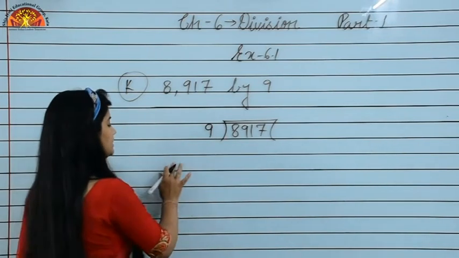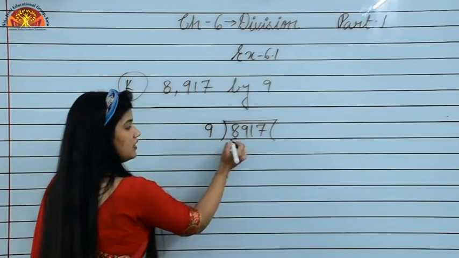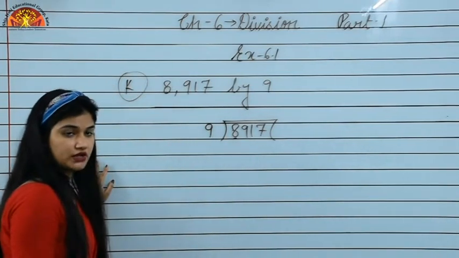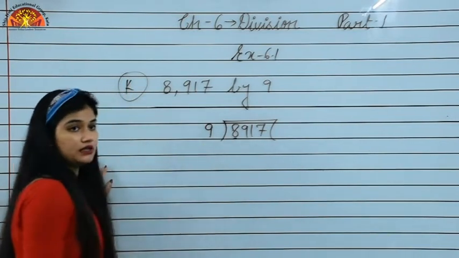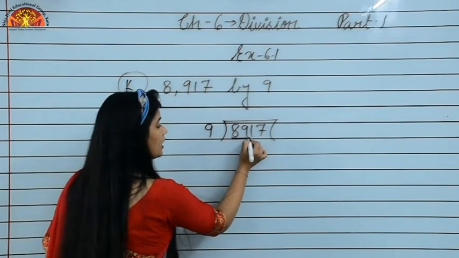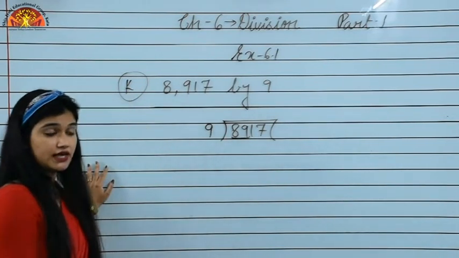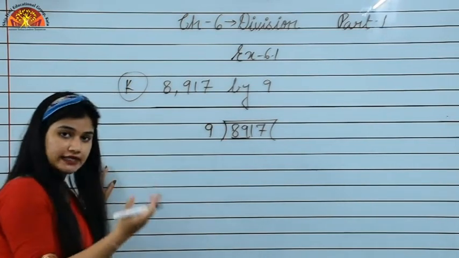Now we'll start dividing. So first of all we have to observe this digit. इस डिजिट को हमें ऑब्जर्व करना है, and this is 8 which is smaller than 9. ये 9 से छोटा है. So that's why we have to take a 2 digit number. अब हम 2 डिजिट नंबर को ऑब्जर्व करेंगे, that is 89 and it is bigger than 9. 89 9 से बड़ा है.